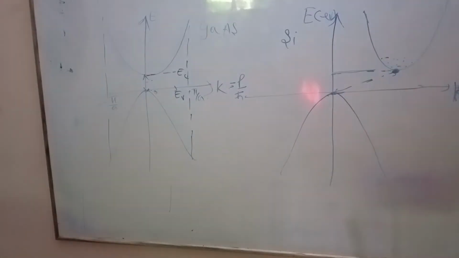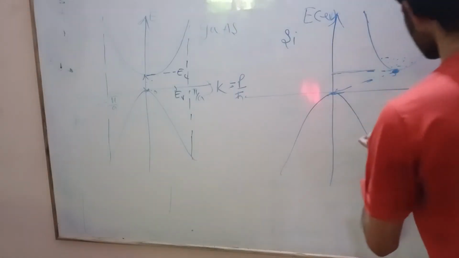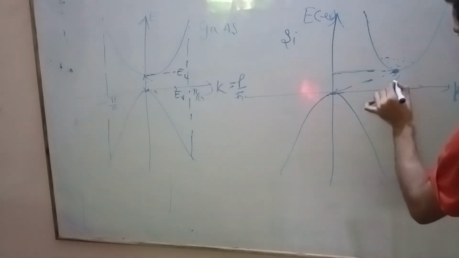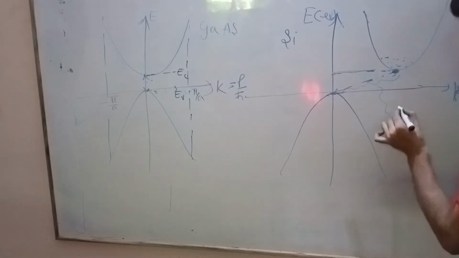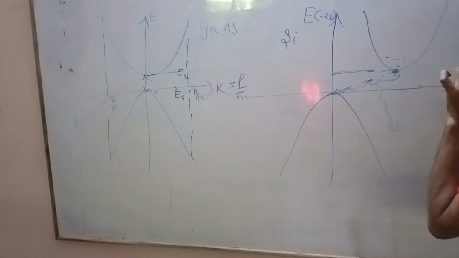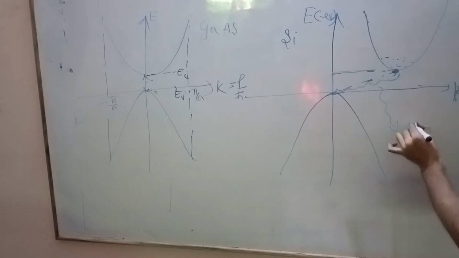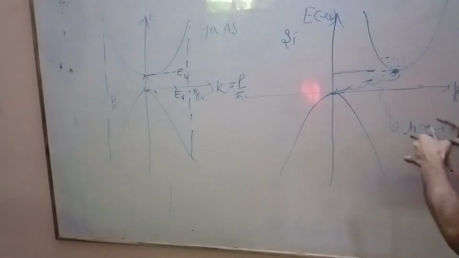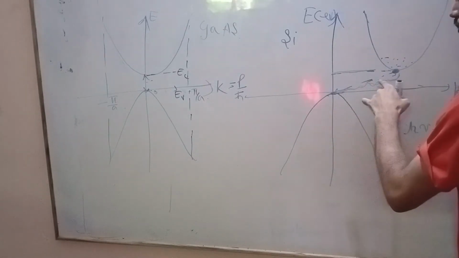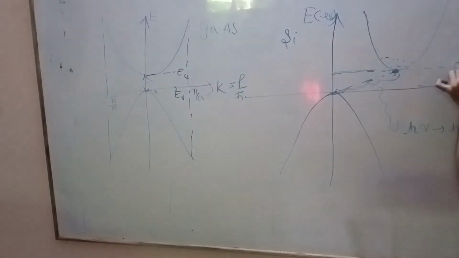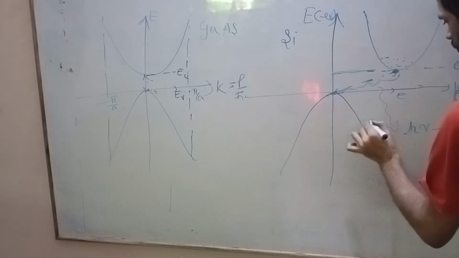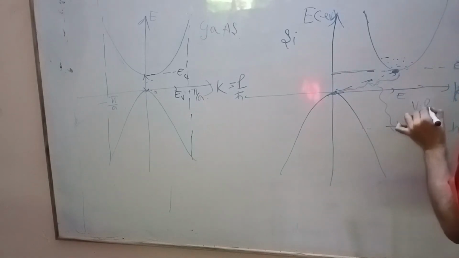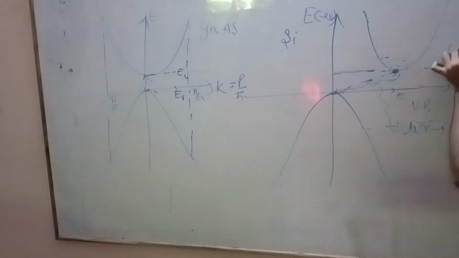In the form of heat means, whatever energy comes out during this transition of the electron from the conduction band is in the form of heat. This is my EC and this is my EV. Let us say this is my valence band and this is my conduction band.